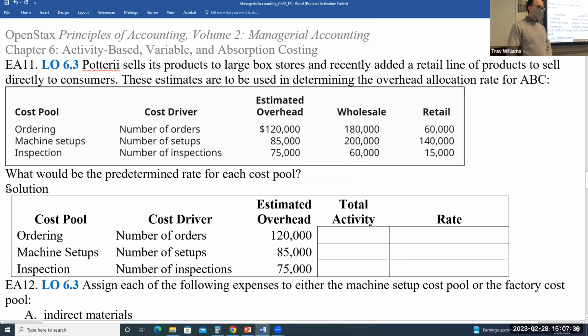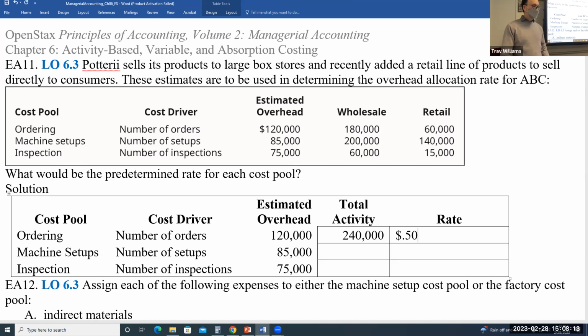Okay, we have 3 cost pools once again. The estimated overhead is already down here for us. So to get the rate, we need to divide by the activity. What is our total activity for ordering? Yes, we add together the wholesale product and the retail product to get 240,000 total activity. We divide the overhead by the activity and we get 50 cents per activity.